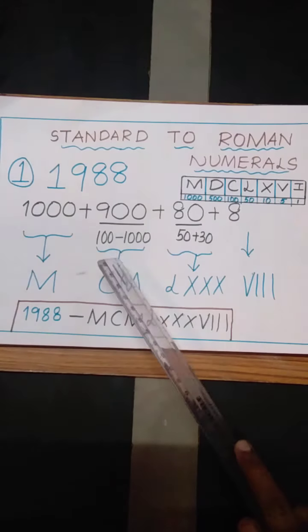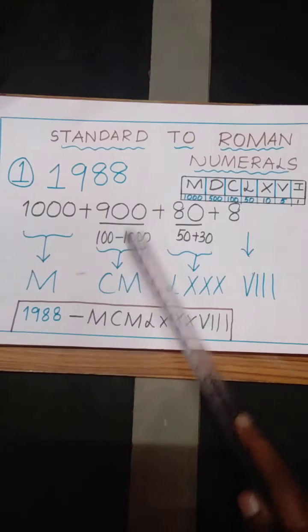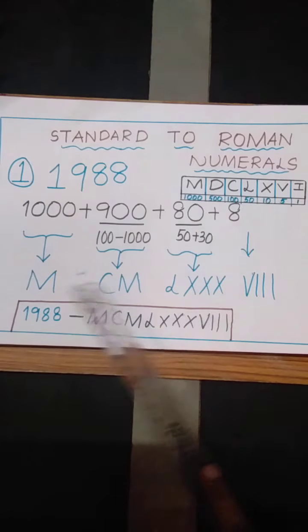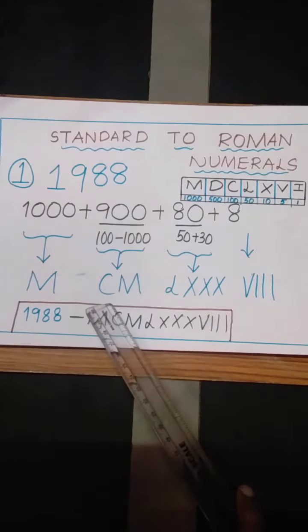So we will go to rule number 5, which is the rule of subtract. What is the rule of subtract? 1000 minus 100. We can write 900 as 1000 minus 100. What is the symbol for 1000? It is M. For 100 it is C.